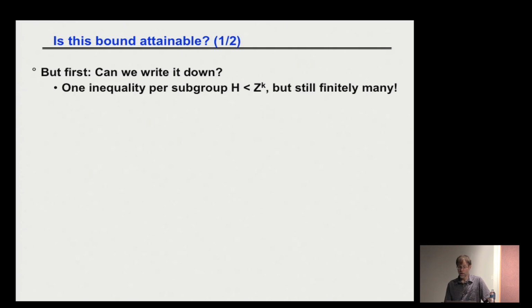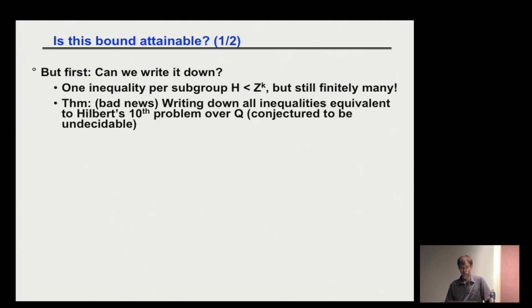Okay, so the first thing we said is, can we write down this linear program? And the first theorem we got here was bad news. It turns out that writing down all the inequalities that you could possibly get is equivalent to something called Hilbert's 10th problem over the rational numbers. Now, you may know, Hilbert's 10th problem is a famous problem in pure mathematics. Hilbert stated it about a century ago. He stated it the following way.